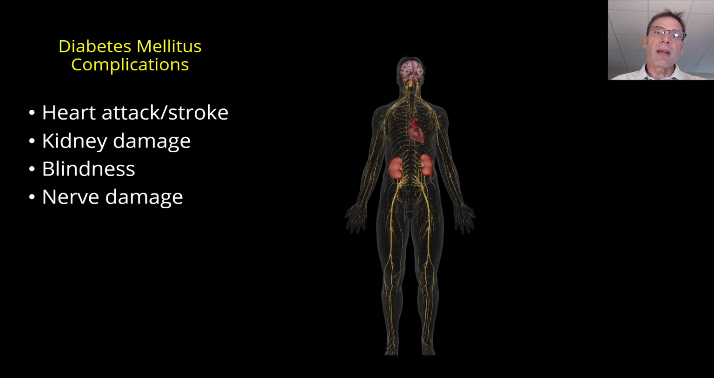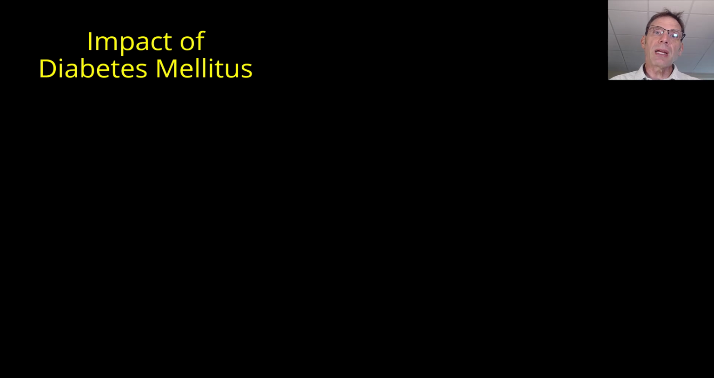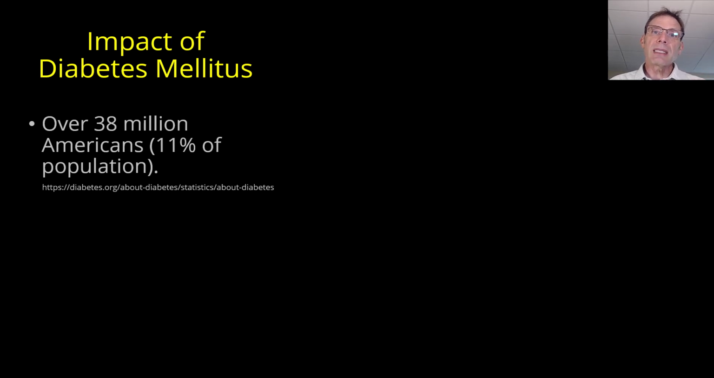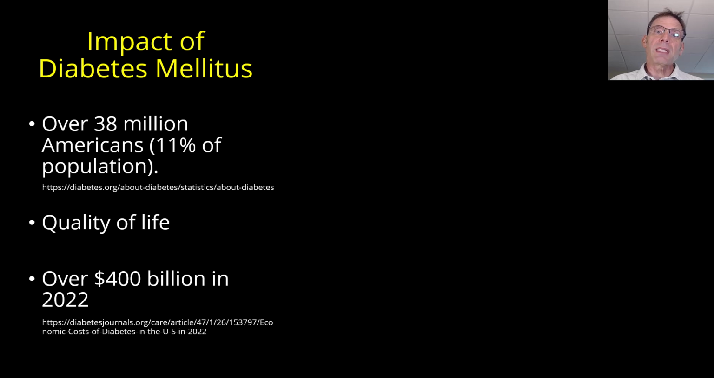This disease affects a huge number of Americans. The American Diabetes Association estimates that over 11% of the population is suffering from complications related to this disease. The biggest impact is on individual quality of life, but there is also a huge economic cost, and estimates are a cost of over $400 billion in 2022.